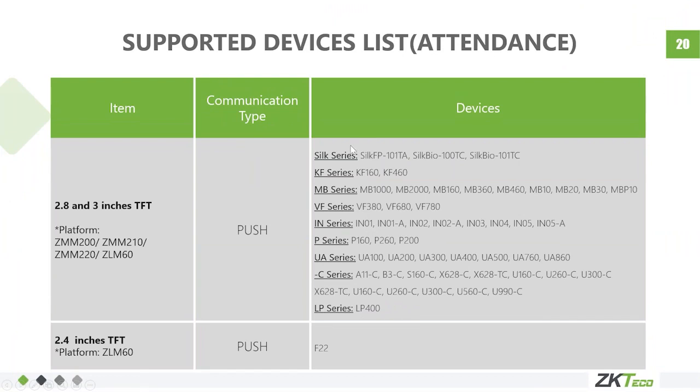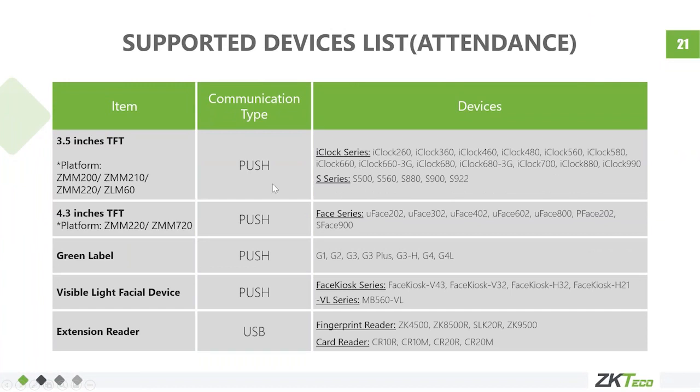And here are the supported devices. As you can see, most of the lines of devices provided by ZKTeco are available. The Silk series, the MBs, the FBF, the IN01s, nearly all. These are the 2.8 and 3 inch models. The F22, which is another quite popular one. iClocks, all kinds of iClocks, as you can see. The S series, which are mostly the same as the iClocks but without fingerprints. The face recognition devices, also the green labels and visible light models.